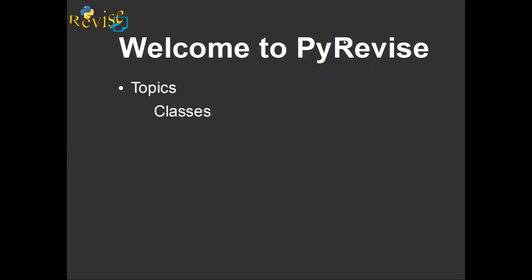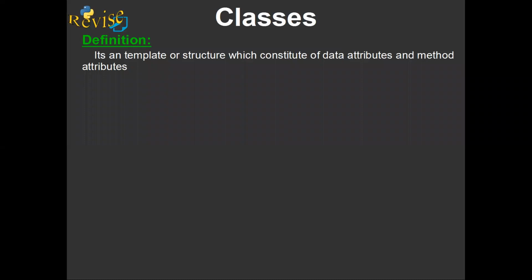Now we are going to talk about classes. So what is a class? A class is a template, a structure which consists of data attributes and method attributes. Saying it in simple words, it's a format, a structure which has your variables and your methods.